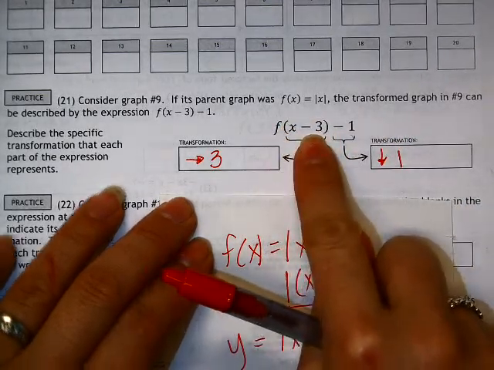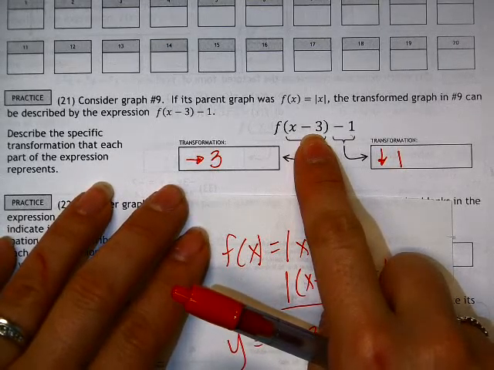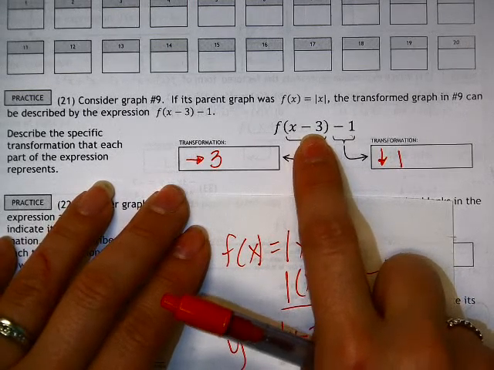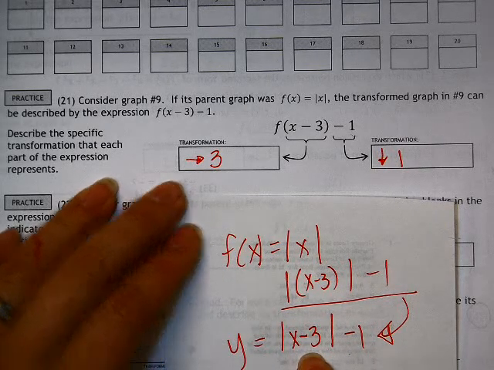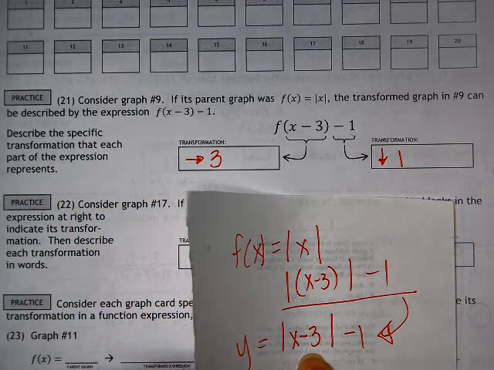So it seems like it should be saying move it to the left 3, but it's actually saying, hey, could you plug that into the equation? And when you put it into the equation, it always ends up being the opposite.